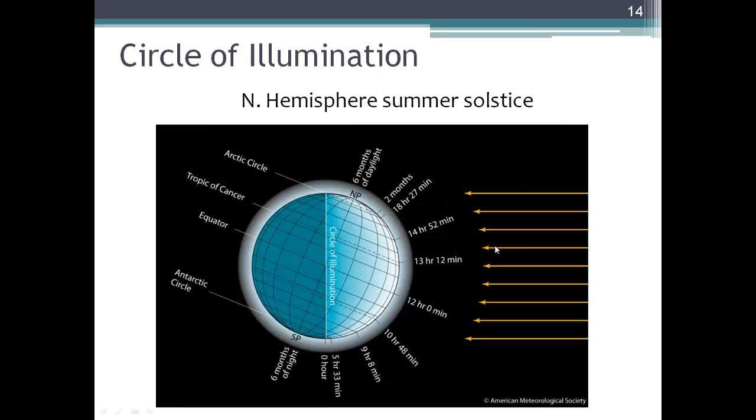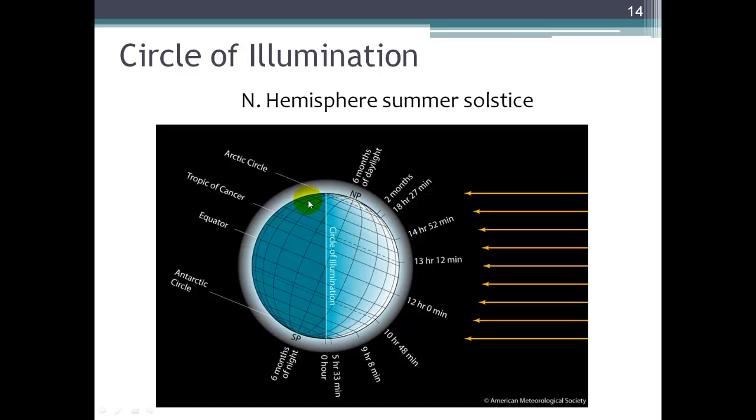For the Northern Hemisphere summer solstice, we see that the North Pole is tilted towards the Sun, and the circle of illumination clearly shows that the Northern Hemisphere is getting more sunlight than the Southern Hemisphere. The Sun is going to be directly overhead at latitude 23.5 degrees north, which is this dashed line here, and that latitude has a special name. It's called the Tropic of Cancer, 23.5 degrees north latitude.